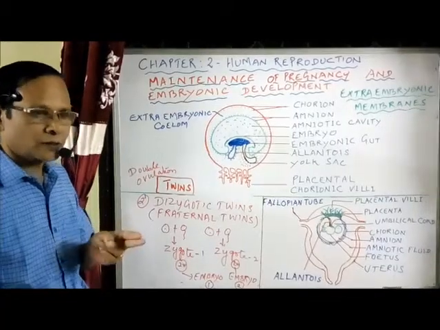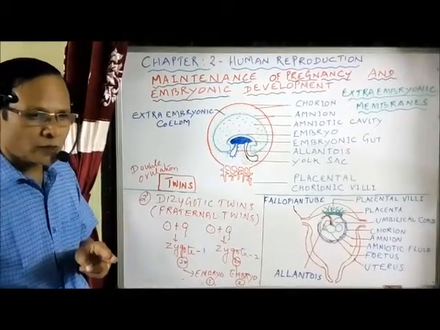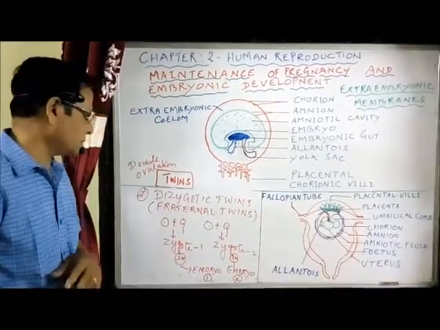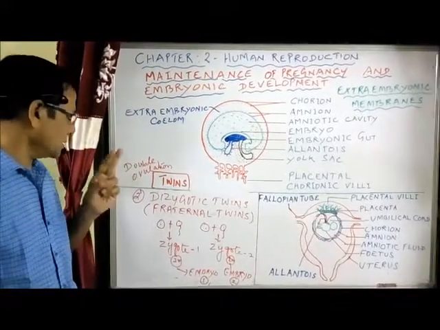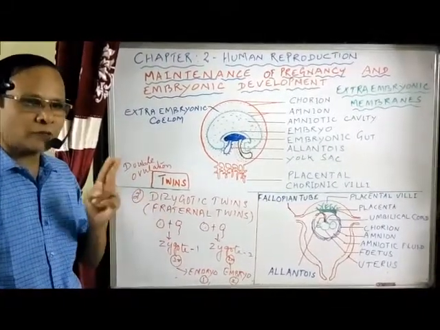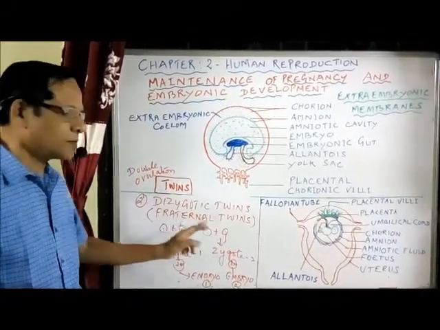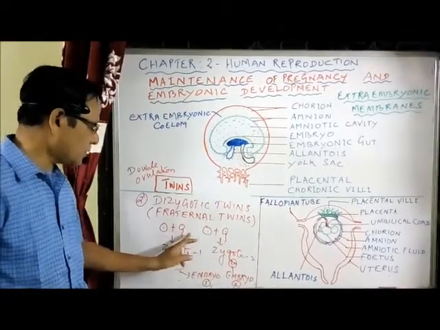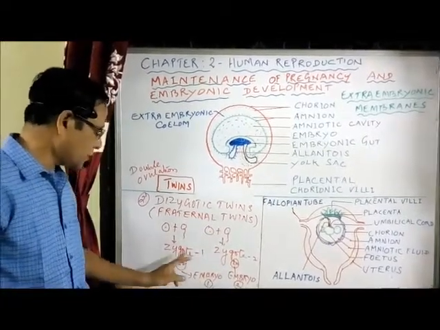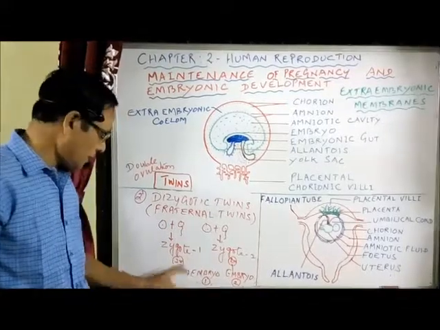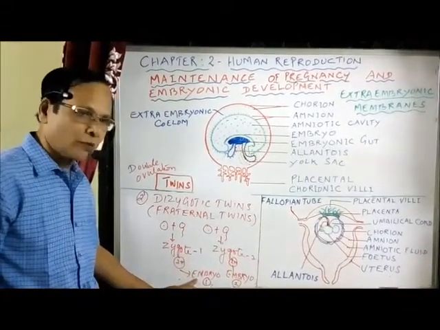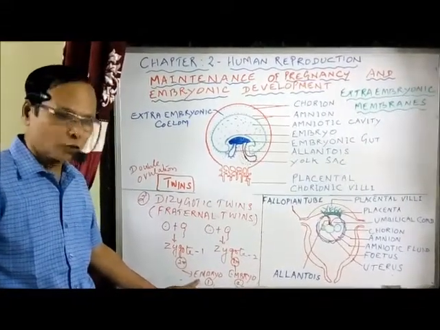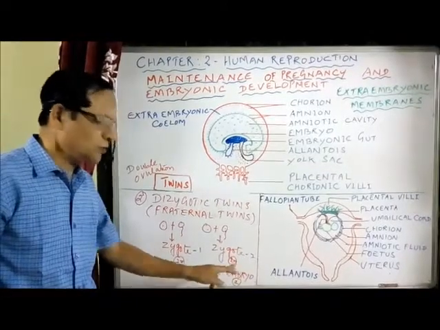Two eggs are released either from the same ovary or from different ovaries. Anyway, they are produced by means of double ovulation. Two eggs are released, and each one is fertilized by a sperm. So we get zygote 1 and zygote 2, and each one develops into an embryo, forming the twins. So these are the two twins.